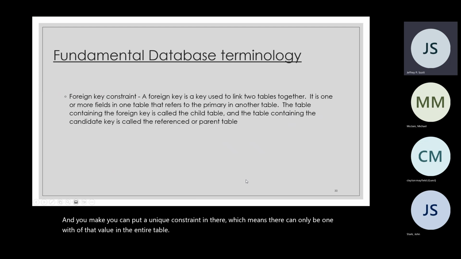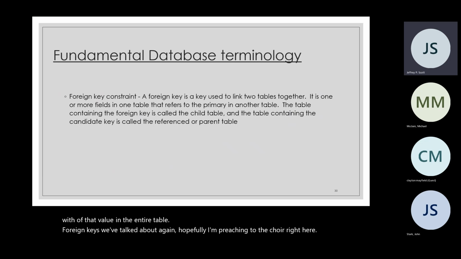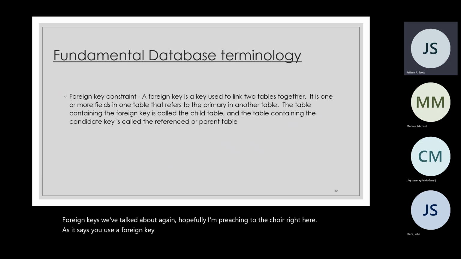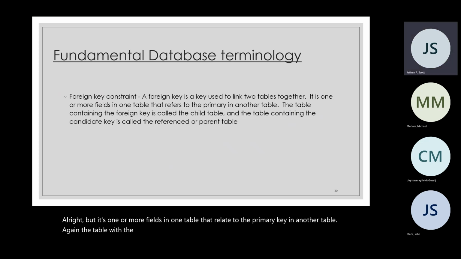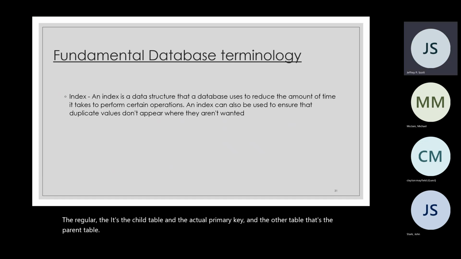Foreign keys we've talked about. Again, hopefully I'm preaching to the choir right here. As it says, you use a foreign key to link tables together. A foreign key can be more than one field, but it's one or more fields in one table that relate to the primary key in another table. Again, the table with the foreign key is the child table, and the table with the actual primary key is the parent table.